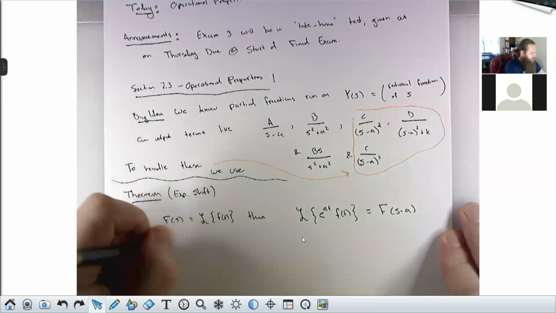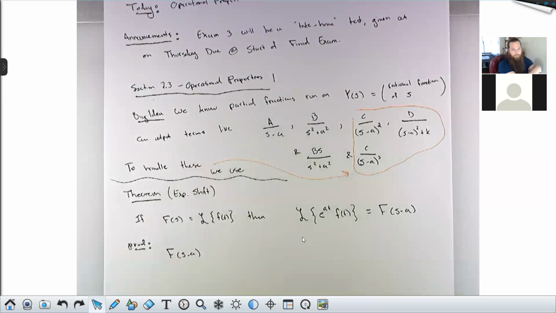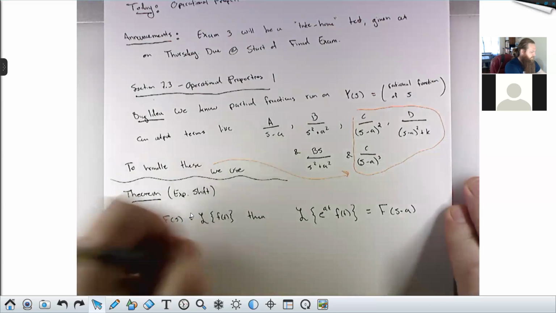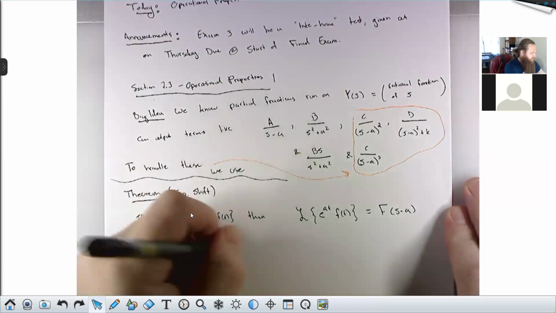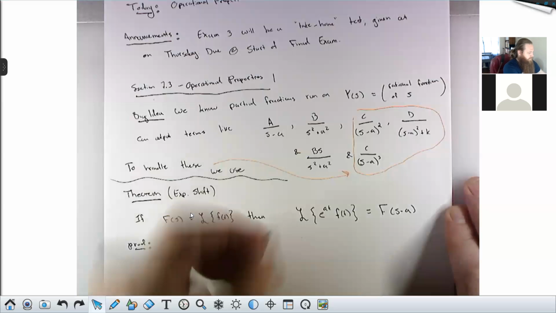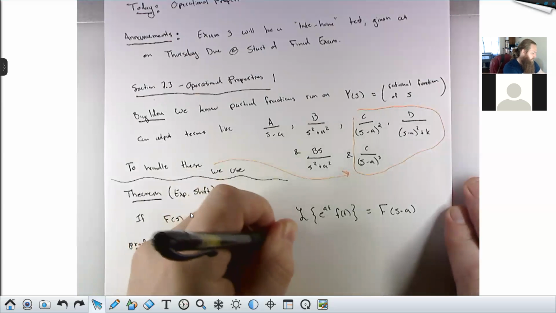I would encourage us to begin by looking at F of s minus a. So instead of the normal definition of the Laplace transform, which is little f of t times e to the negative st, this would be little f of t times e to the negative s minus a times t.